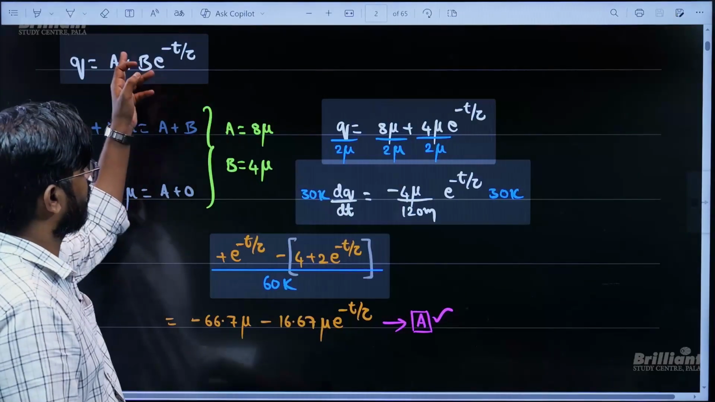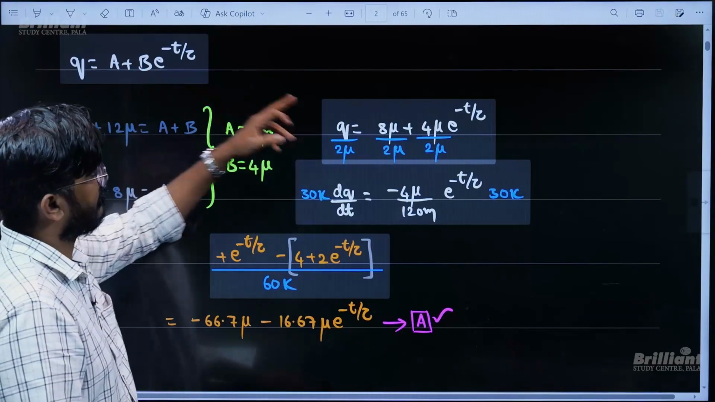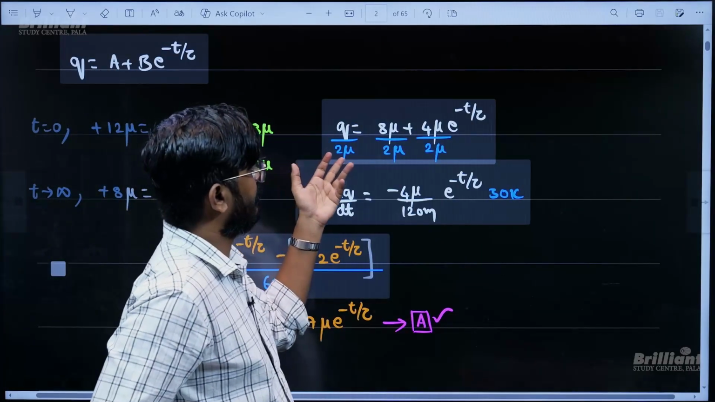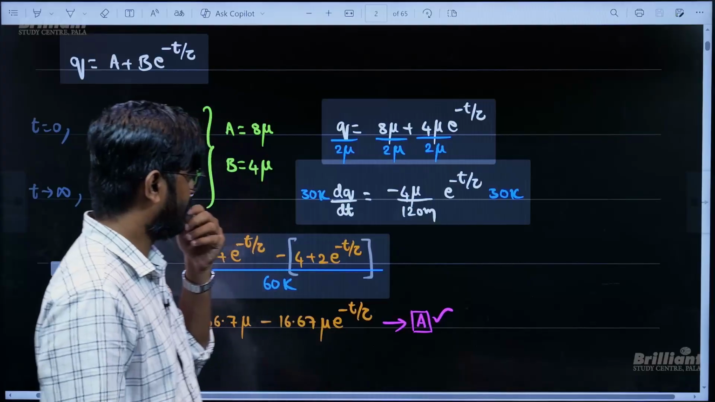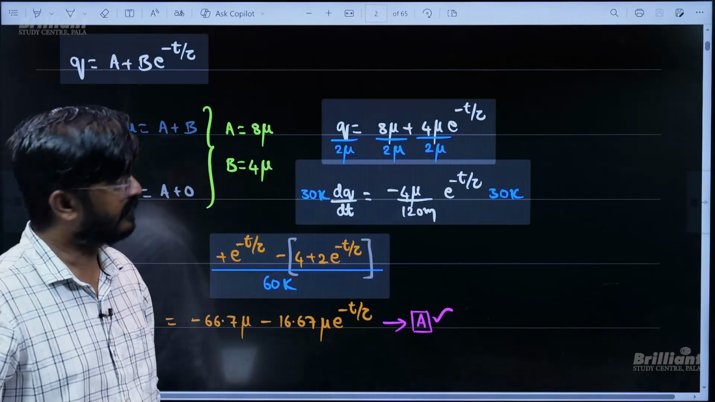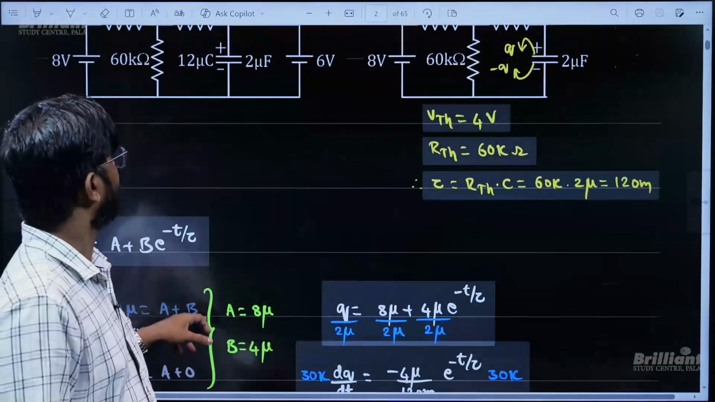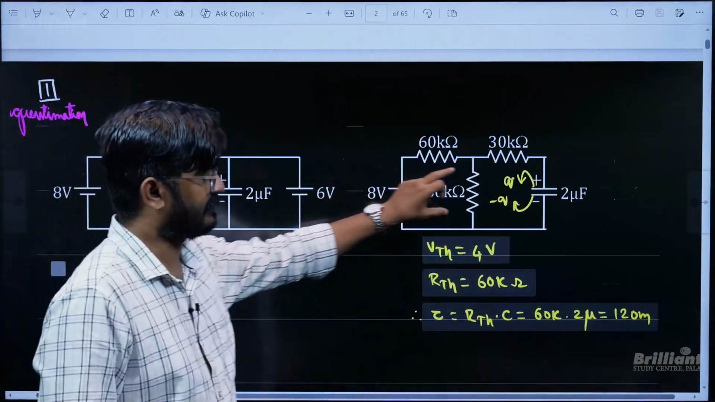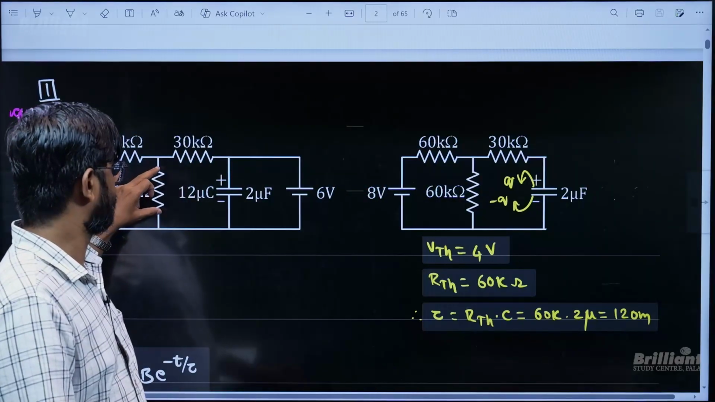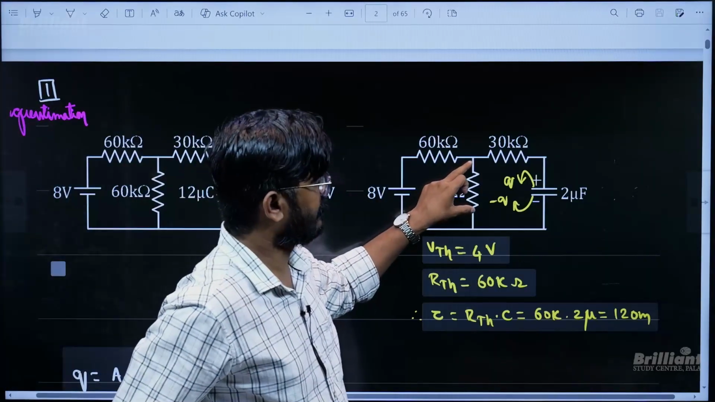Once you get the value of A and B, you can plug in back. Then you will get charge as a function of time. Now when you divide with capacitance, then you will be getting the potential difference. Now why we are doing that? Because they are asking to find the current in 60. So basically if they ask to find the current in this, we need potential difference.